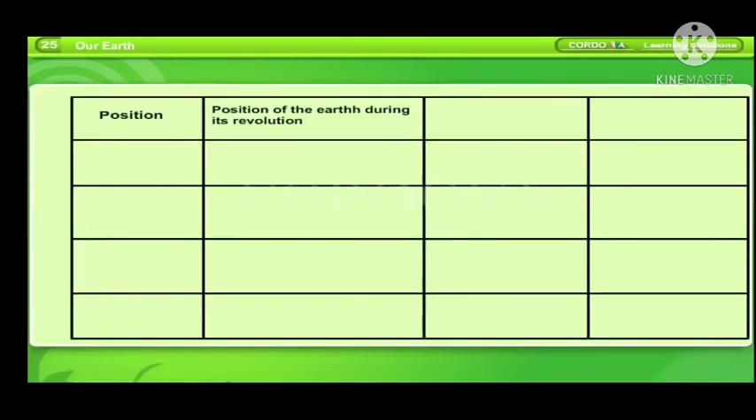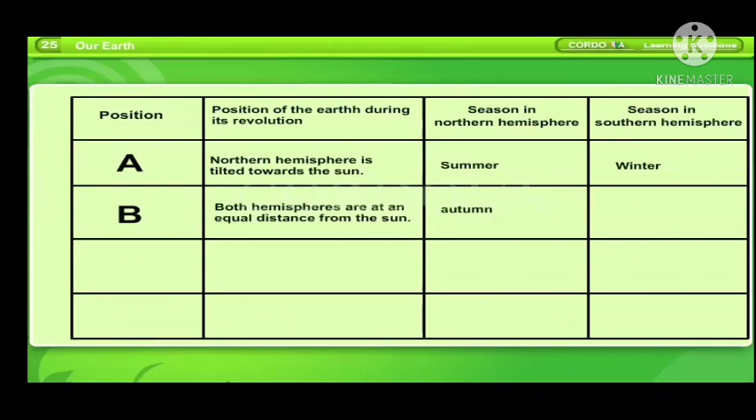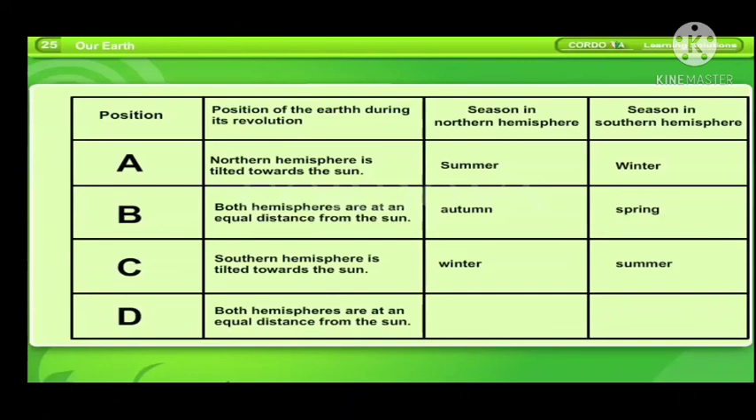Position of the Earth during its revolution: season in northern hemisphere, season in southern hemisphere. A. Northern hemisphere is tilted towards the Sun: summer, winter. B. Both hemispheres are at an equal distance from the Sun: autumn, spring. C. Southern hemisphere is tilted towards the Sun: winter, summer. D. Both hemispheres are at an equal distance from the Sun: spring, autumn.